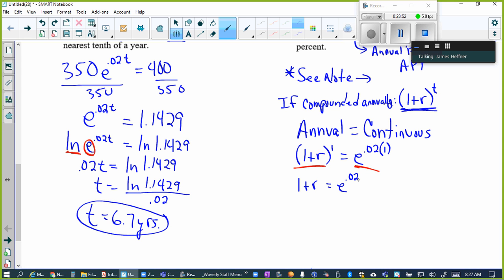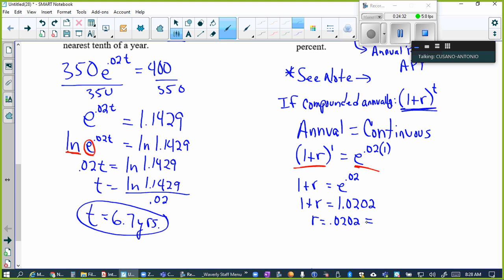So to solve this for r is pretty simple, isn't it? What's e to the 0.02, somebody? 1.02. Let's go out a couple decimals. If you put that in your calculator, 1.0202, I think, right? And now what do we do to solve for r? We subtract 1 on both sides. And this is easy to subtract 1 from. It's just going to be 0.0202, right?